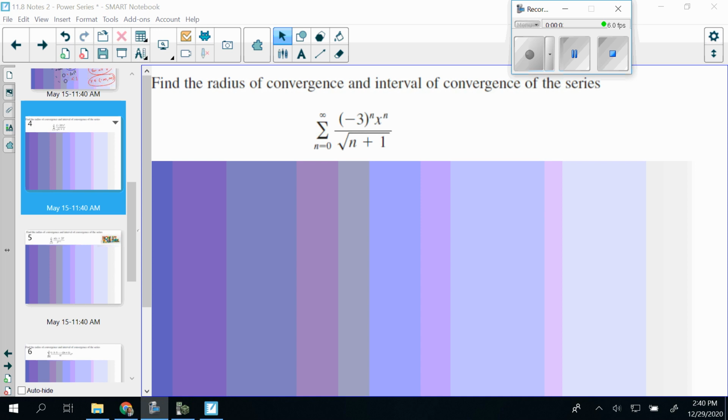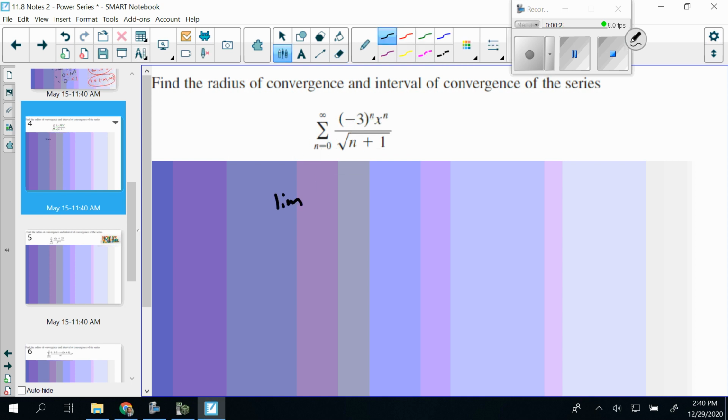All right, this one's asking us to find both the radius of convergence and the interval of convergence. Although we do have some powers of n here, I don't know that the root test would work, because in that denominator I don't know that we know what the limit of the nth root of n plus square root of n plus 1 is going to be. So let's go with our ratio test.